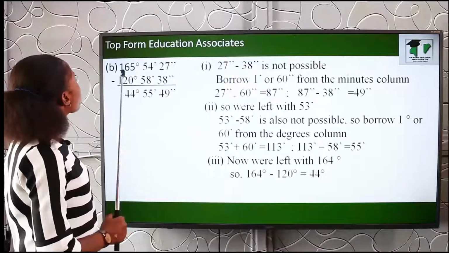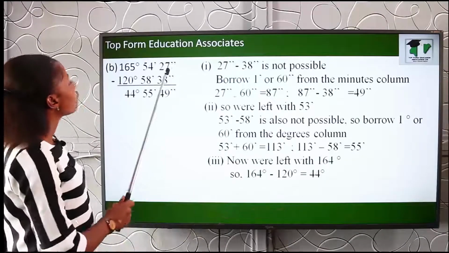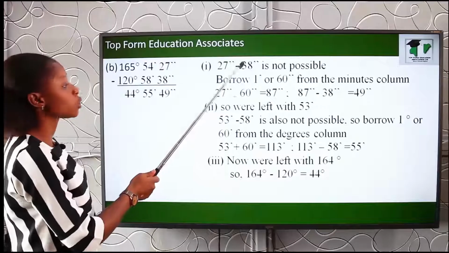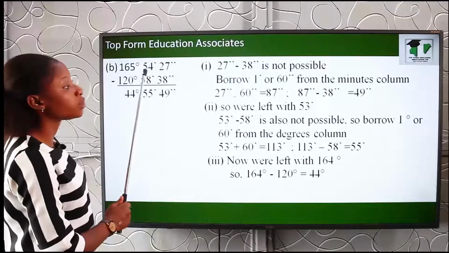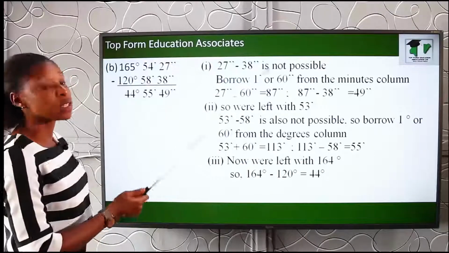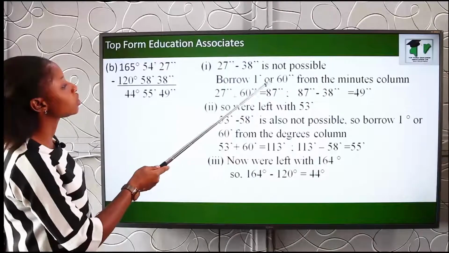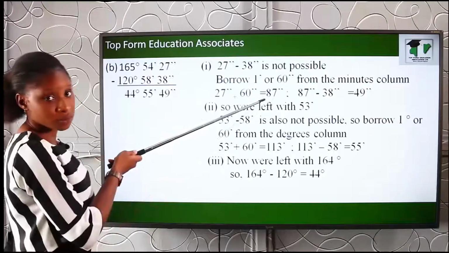Now, we're going to subtract this from this. In the first seconds column, we can't subtract 38 from 27. So we're going to borrow 1 from the minutes column. Remember that 1 minute is 60 seconds. So we're going to add the 60 seconds, which we've borrowed from here, to 27. It will give us 87.